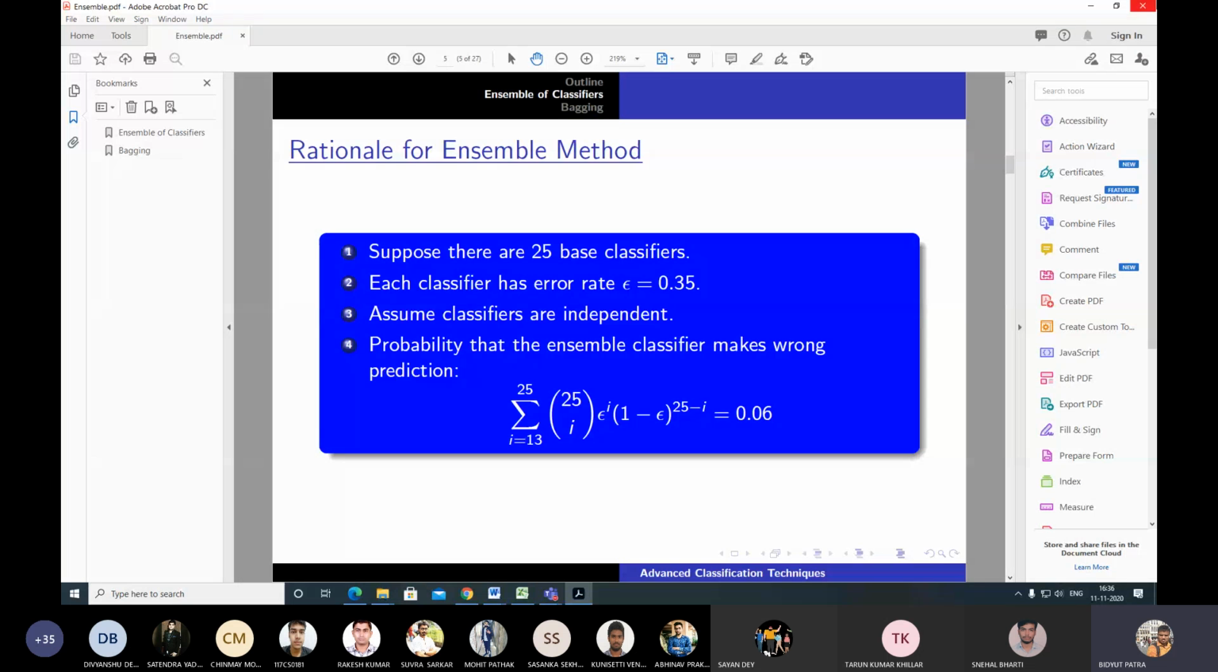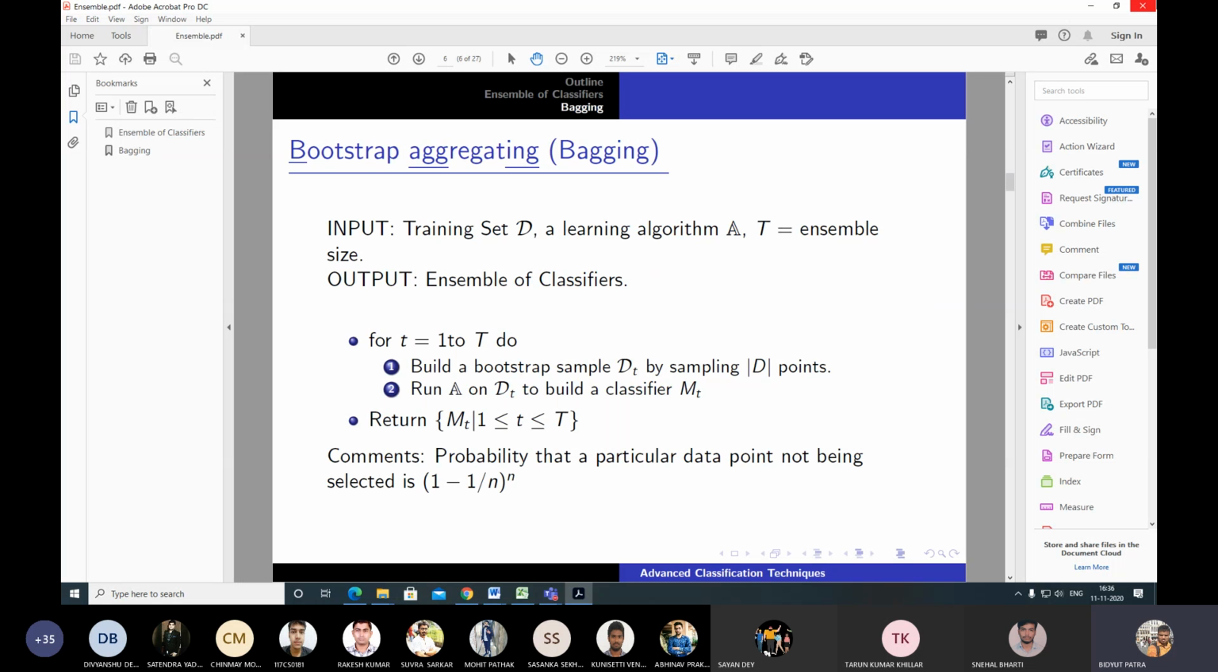So this is the basic idea of the ensemble of classifiers. In the next 5 to 6 minutes, I will show one example, and then I will end the class for today. Okay. So here we go.